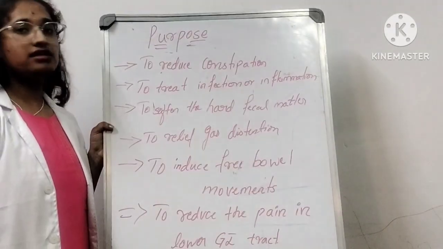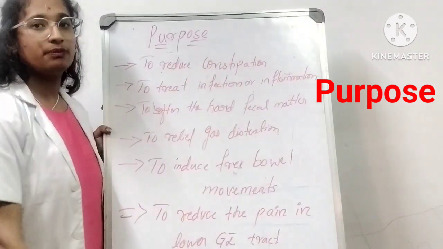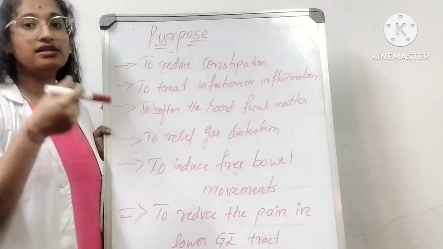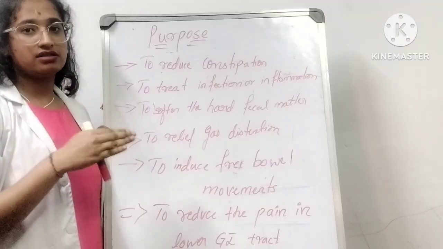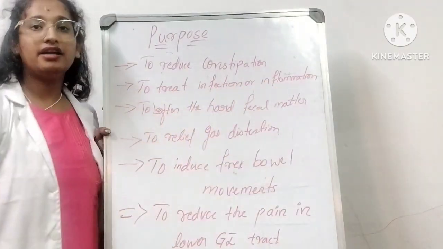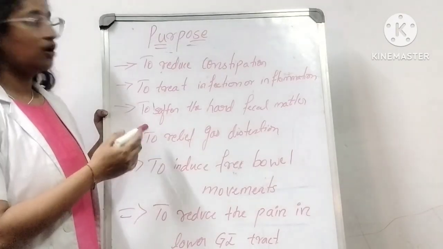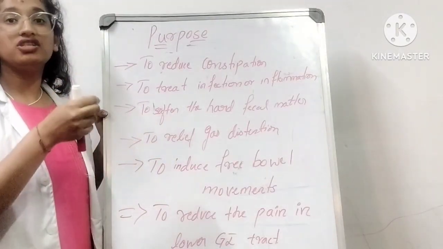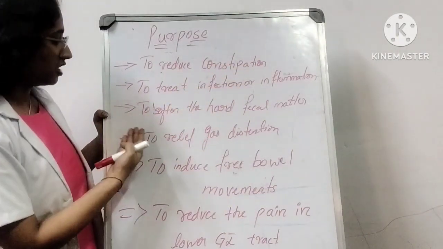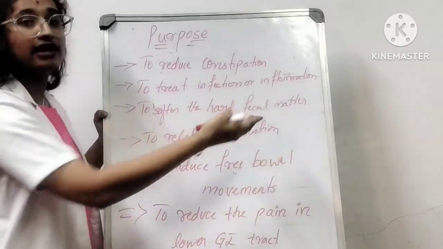Now we will discuss the purpose. The first main one is that enemas reduce constipation. They lubricate and soften the stool. They reduce constipation and treat infection or inflammation. In a medicated enema, if there is any infection or inflammation in the colon, it will reduce the infection or inflammation and soften the hard fecal matter.